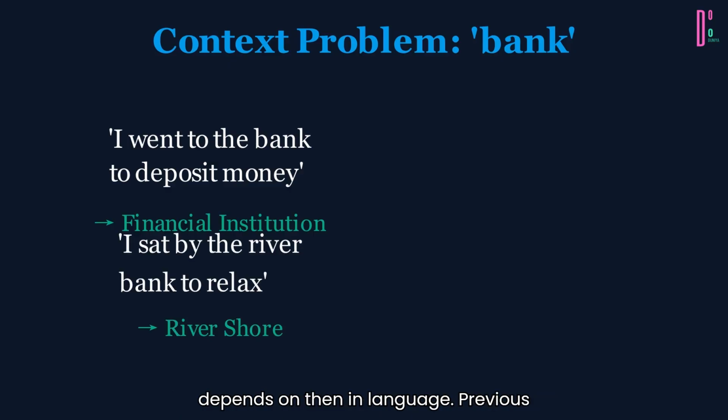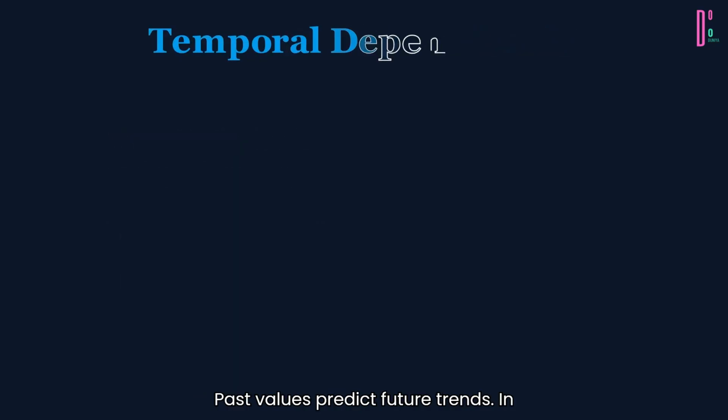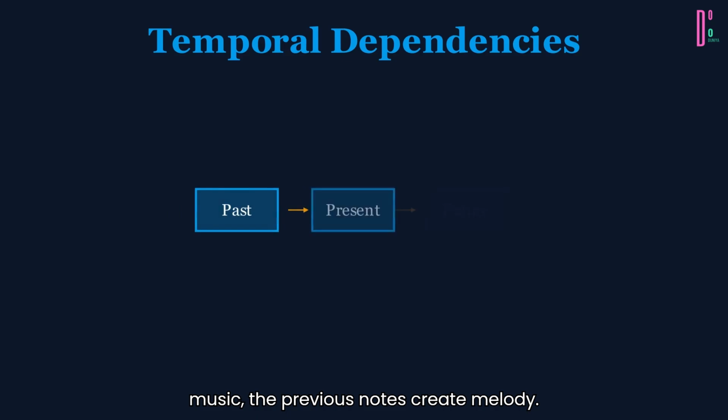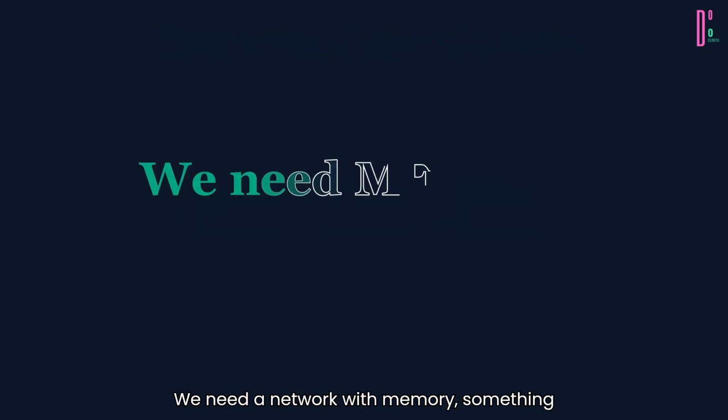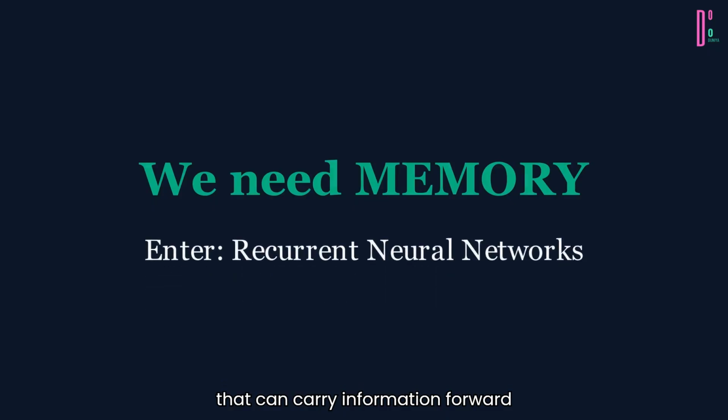In language, the previous words determine context. In time series, past values predict future trends. In music, the previous notes create melody. We need a network with memory, something that can carry information forward through time. Enter recurrent neural networks, RNNs.